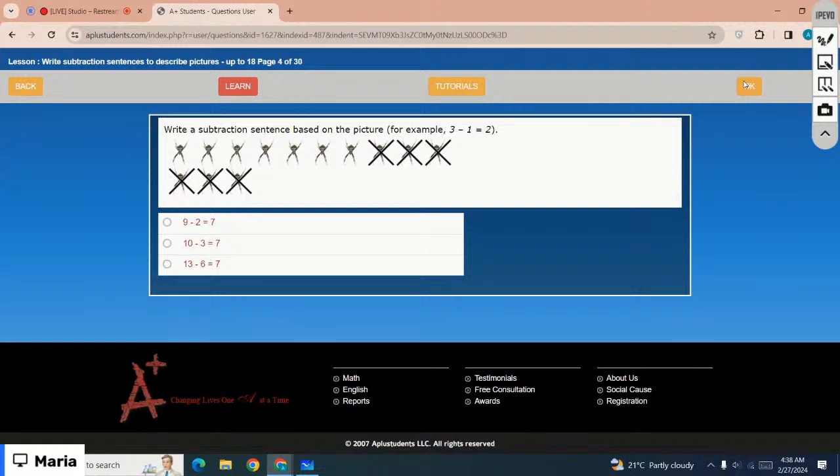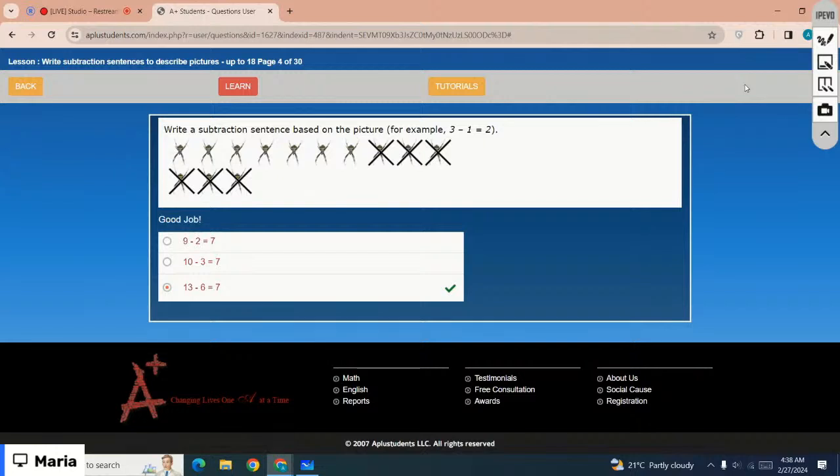The correct option is, yes, that is 13. Take away 6 equals 7. Option number... The last one is the correct option, right?